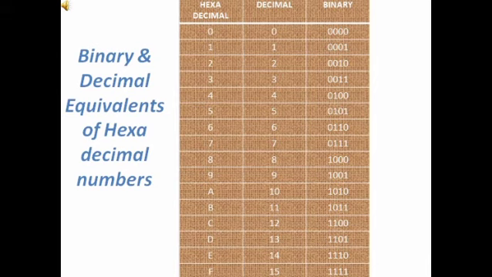The decimal values are already there, 0 to 15, and in binary, like in the octal number system where we had 3 digits, here we have 4 digits in one particular value. I'll also tell you a short trick how to learn this. Both the tables are important, so you should learn them. Okay, so this was all about this video.